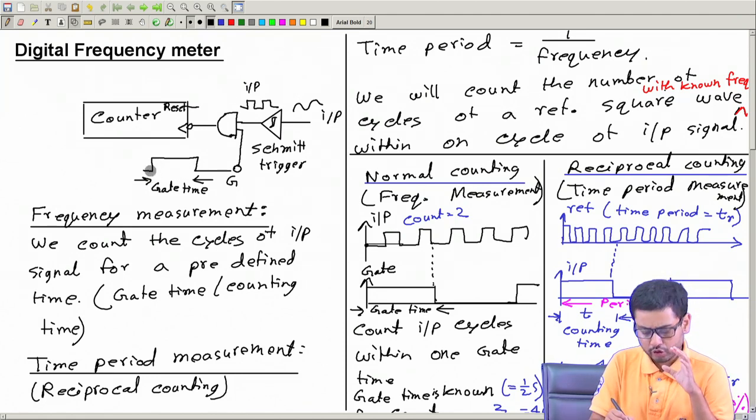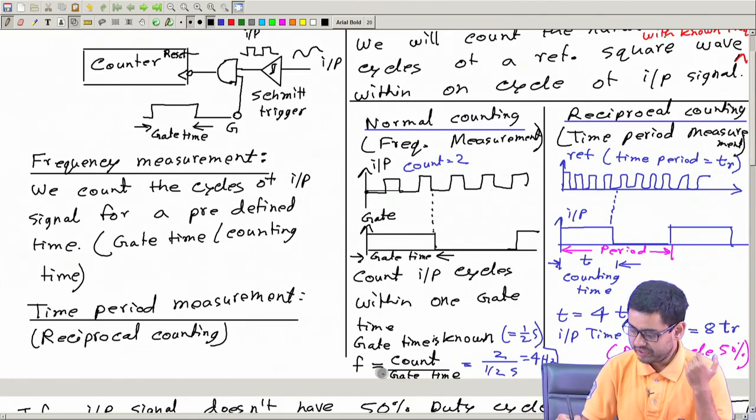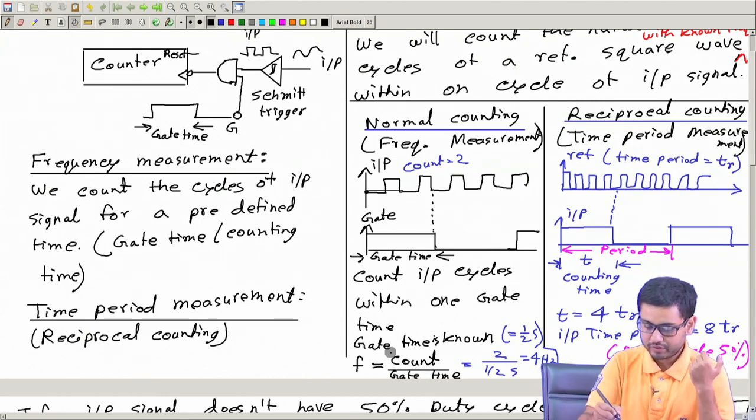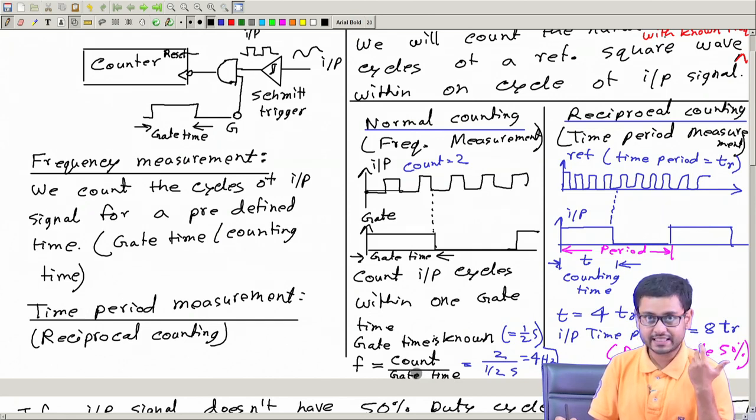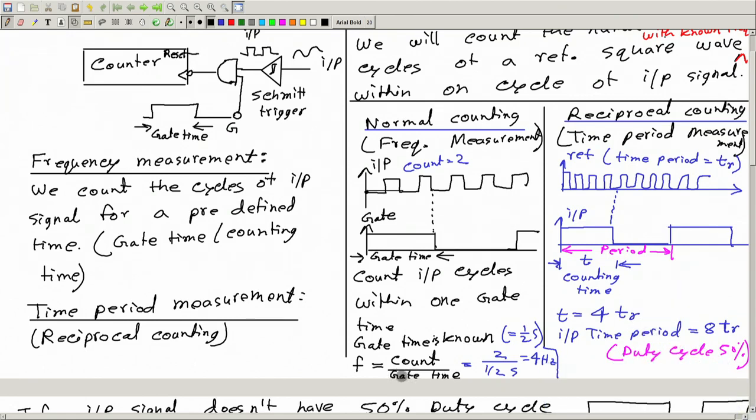But say if we do not know this gate time precisely, then what will happen? We are measuring frequency with this expression, right? Count by gate time, number of cycles by gate time. But if gate time is not known precisely, say we know this gate time to be half second, but say it is actually 0.49 second. In that case, we will have an error, right?